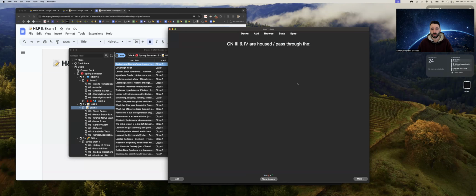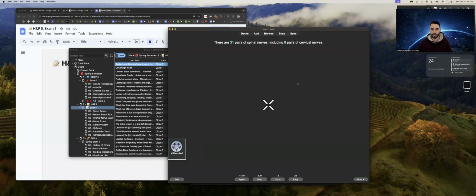Temporal lobe. Cranial nerves 3 and 4 pass through the what? So it's not pons, it's not medulla. This is midbrain. So 3 and 4. I'm thinking 3 is like the middle of my hand, and then you just add one more. Hunger and thirst are controlled by the hypothalamus. There is 1 pair of coccygeal nerves, but 4 vertebrae. There are 31 pairs of spinal nerves, including 8 pairs of cervical nerves.